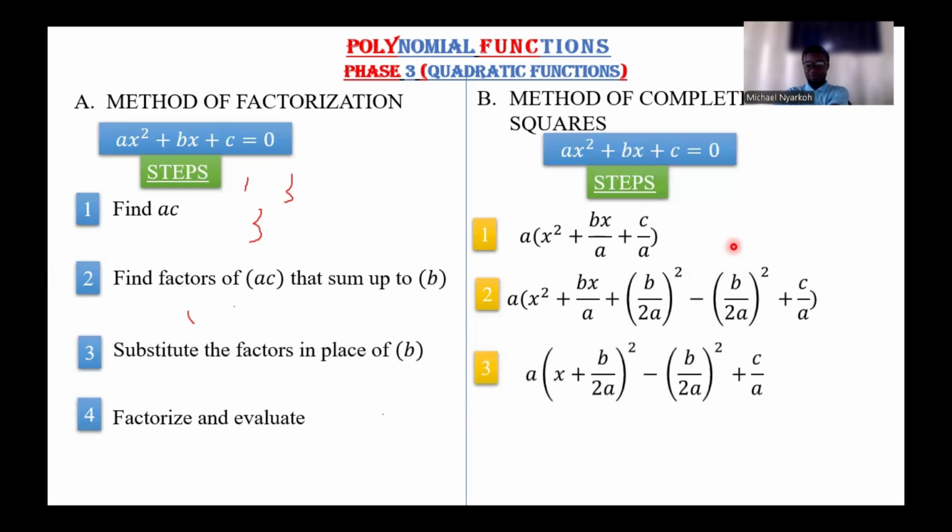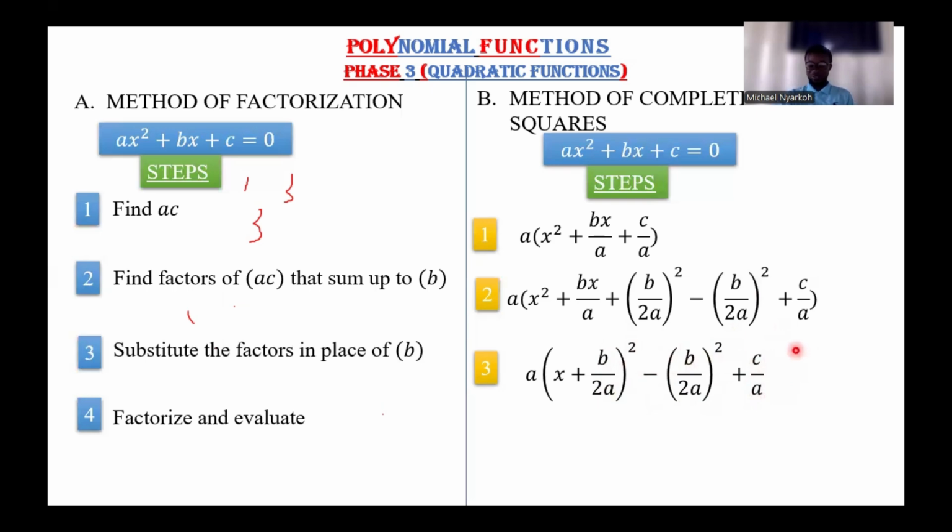Step 3. After doing this, we realize that we have bx over a. We have b over 2a over here. Is that okay? Good. So we factor out them and then we square. So that we're going to have our a outside. We have x plus b over 2a all squared minus b over 2a squared plus c over a. Is that okay? So as you can see, we have squared, this is not squared. So we wanted to complete the squares.